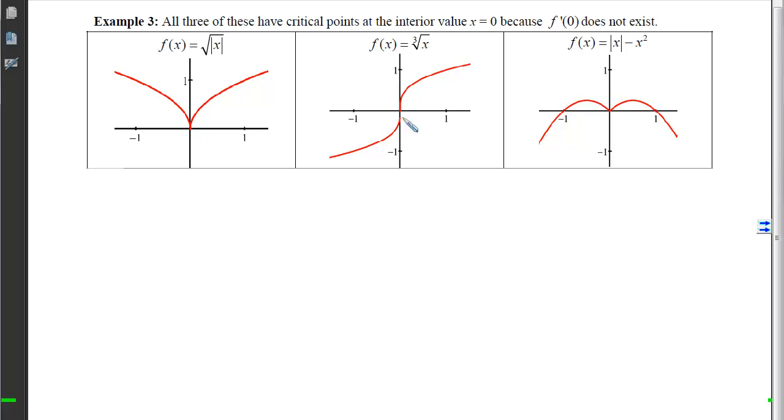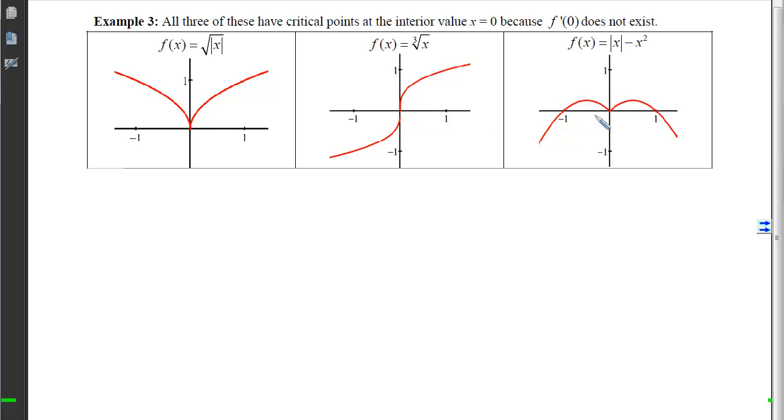Here, if we look at the cube root of x, we see at x equals 0 that we're going to have a vertical tangent. So the derivative will not exist here, but we don't get an extreme value because this is neither a largest or smallest value. We've got stuff that's smaller and stuff that is larger, no matter how small we make the interval containing 0.